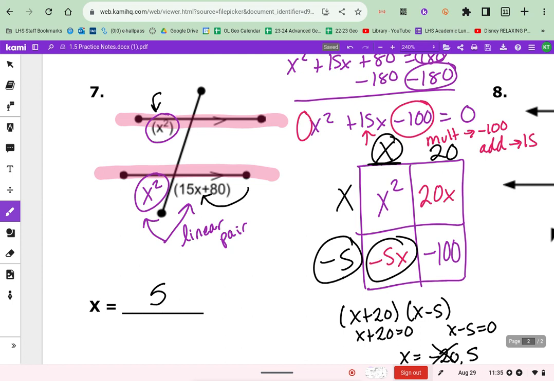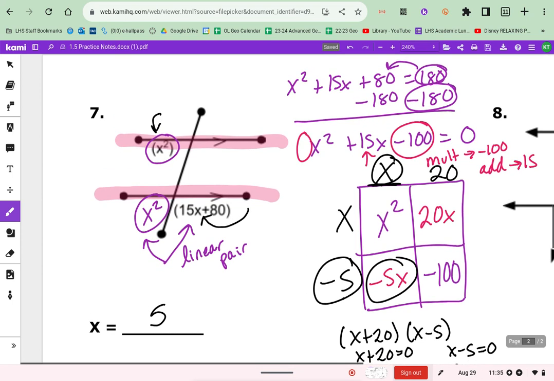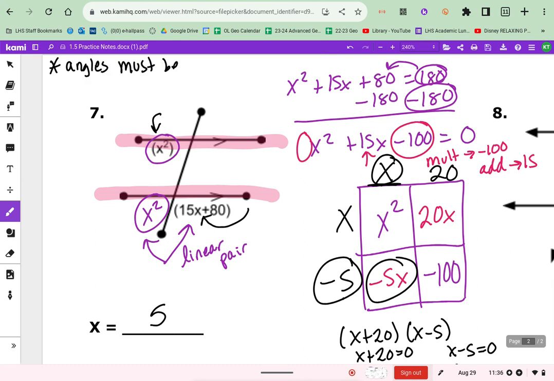So we're going to write just a little note at the top to say, remember, angles must be positive. So angles must be positive and less than 180 degrees in these situations that we're working on today.